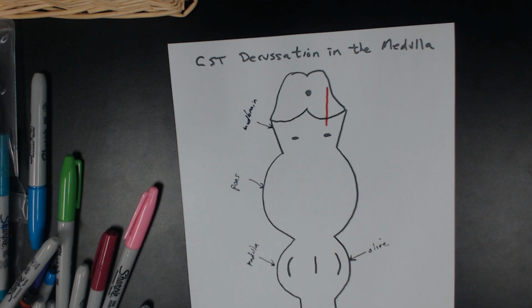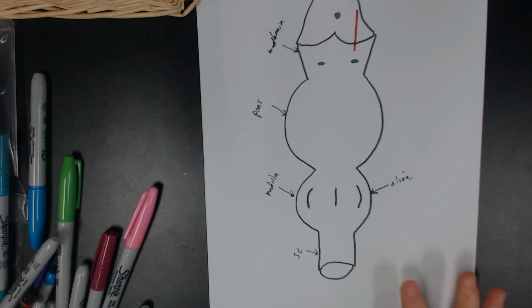Okay, it's known as the olive because it's home to the olivary nucleus. It's going to become important when we talk about the cerebellum.